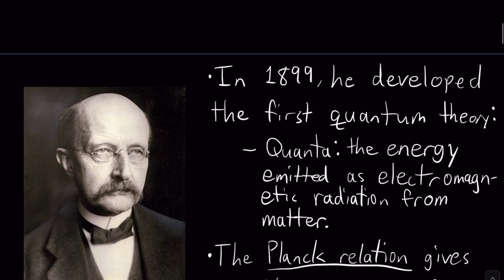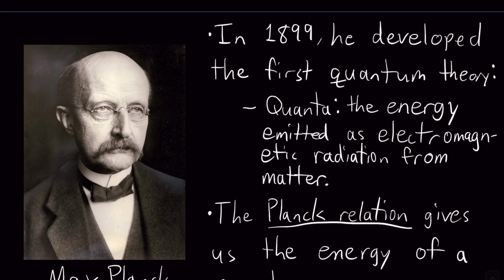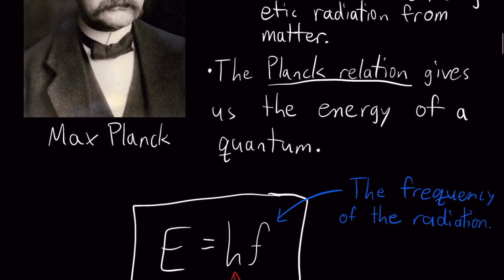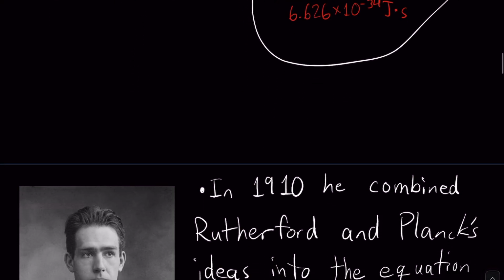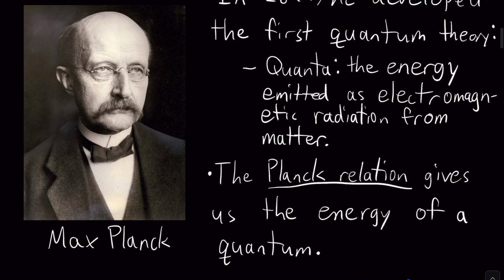11 years earlier, we have Max Planck. In 1899, he developed the first quantum theory, which states that quanta is the energy emitted as electromagnetic radiation from matter. The Planck relation gives us the energy of a quantum, which is the singular form of quanta. So here we have E equals hf. h is Planck's constant, which we will see frequently in this section: 6.626 times 10 to the negative 34 joule-seconds. The frequency of radiation is f, and that's how we will calculate the energy that a quantum gives.